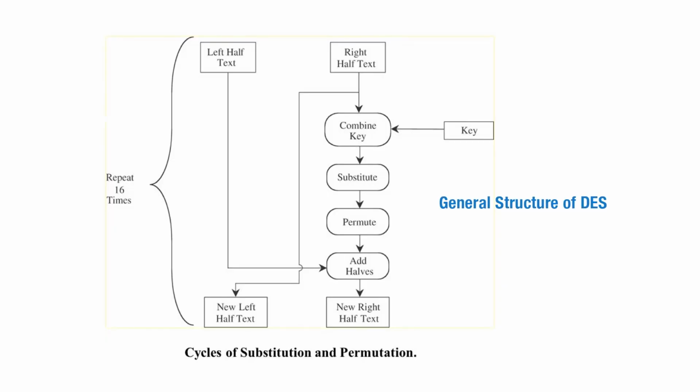Substitution is sometimes represented by S boxes, which are table driven substitutions. Permutation, which accomplishes diffusion, is called P boxes. In general, plaintext is affected by a series of cycles of a substitution, then a permutation. The general structure of DES is depicted in the figure given here.